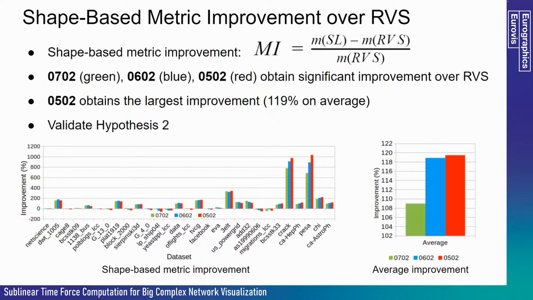For shape-based metrics, we use a slightly different formula, as in this case, a higher shape-based metric is desirable, but we still have the difference between the value obtained by our algorithm minus the value obtained by RVS, expressed as a fraction of the value obtained by RVS. Again, we see that all of 0.702, 0.602, and 0.502 obtain significant improvement over RVS, which validates hypothesis 2, and furthermore, 0.502 actually obtains the largest improvement at about 119% on average.